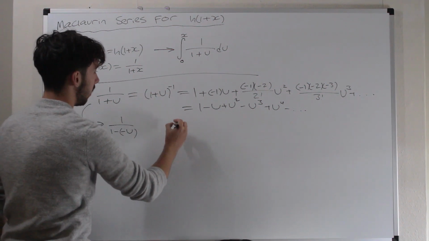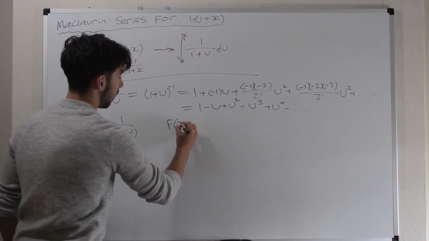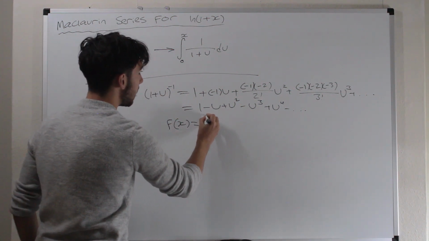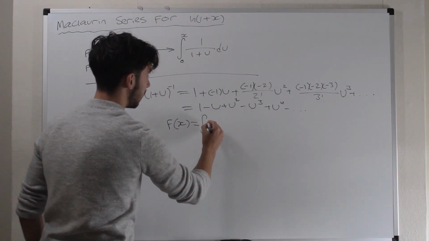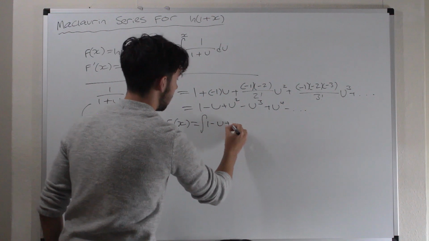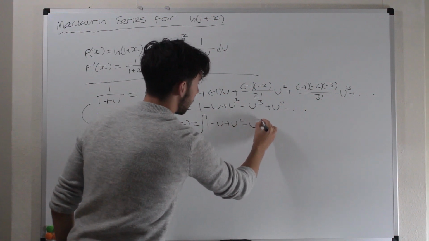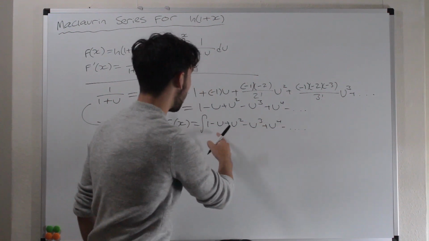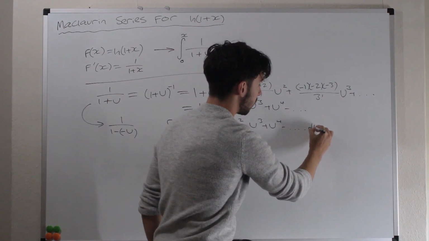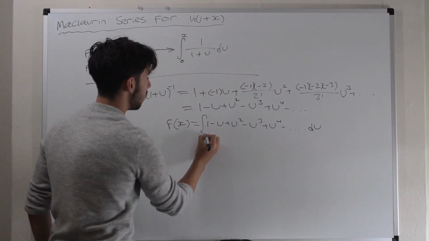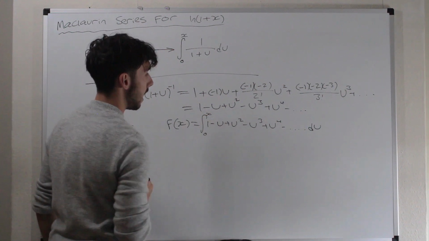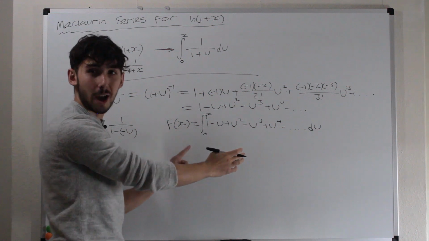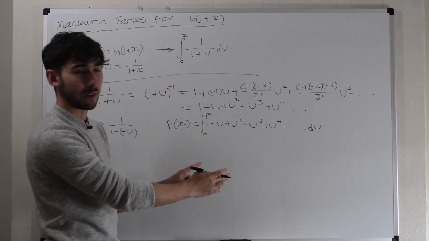So now our f of x, again, which is the natural log of 1 plus x, is the integral of this sequence, or this series. Writing this out again. And that goes on forever, and we're going to integrate it with respect to u, and we're going to bound it between 0 and x. So this is still the natural log of 1 plus x, if you can believe it.